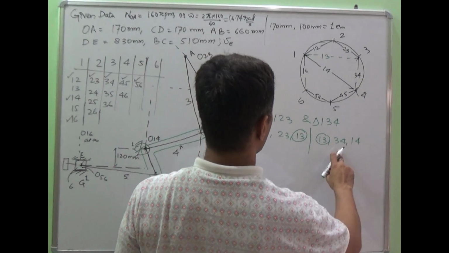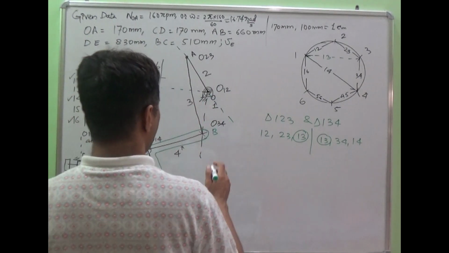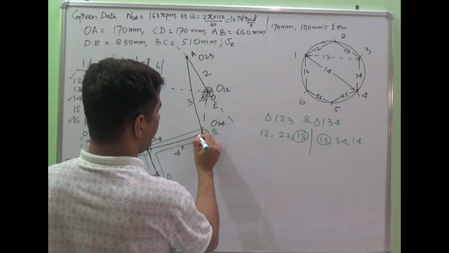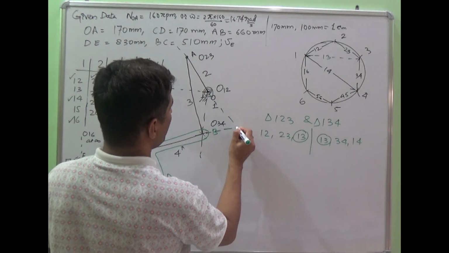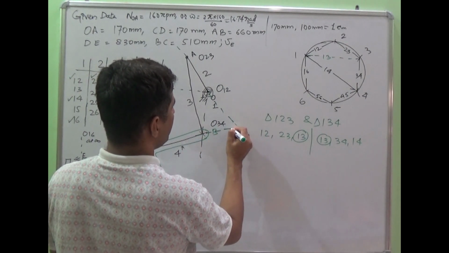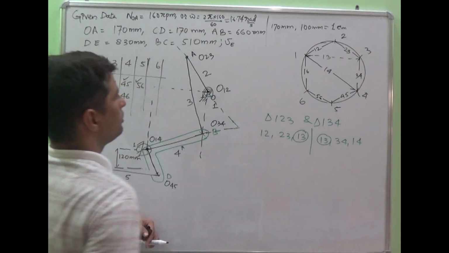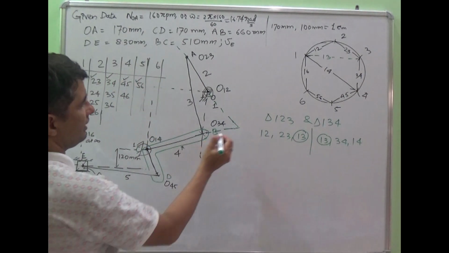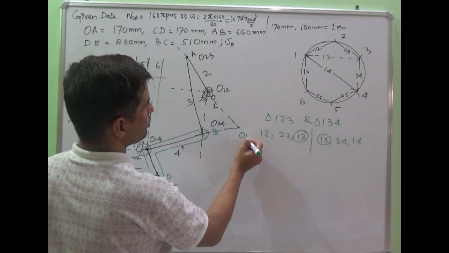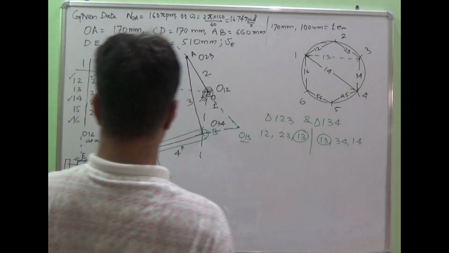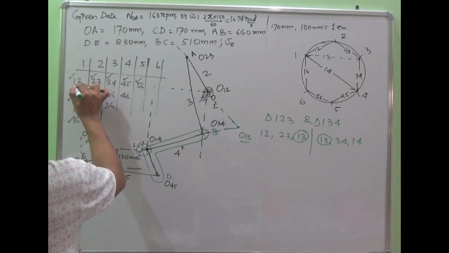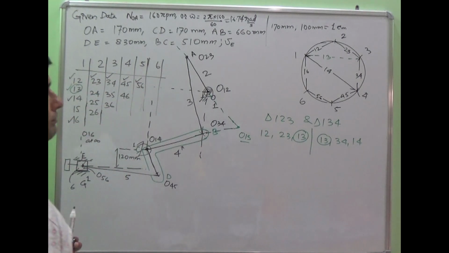So 1,3 is unknown; 3,4 and 1,4 are there. I can extend these 3,4 and 1,4. Once I extend them, I can locate this 1,3. So 1,3 is coming somewhere here. This point is O1,3. So let's say 1,3 is done. I am putting a tick mark over here.